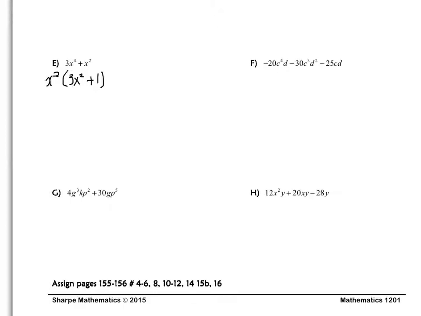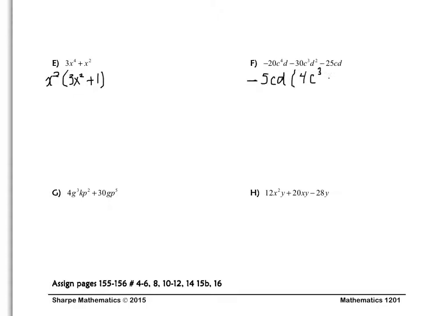And in F, if you look at negative 20, negative 30, and negative 25, negative for sure can come out, and I think 5 would be the biggest factor that goes into all three of those numbers. And C is in all three of them. And there's a D squared, and a D, so D can definitely come out. And then you'd be left with negative 20C to the 4D, divided by the negative 5CD, so that would be positive 4, because negative 20 divided by negative 5 would be positive 4. If you take out one of the C's, you still have C cubed left, and the D is out.